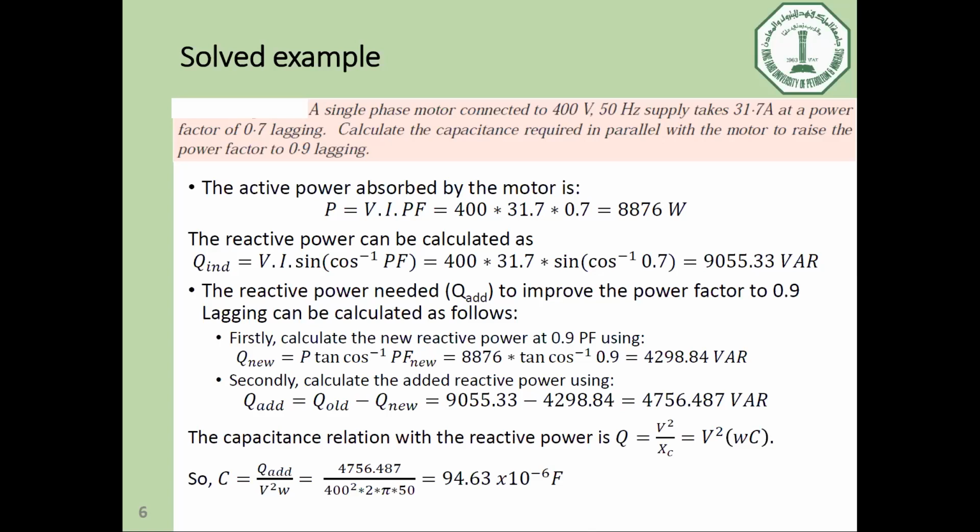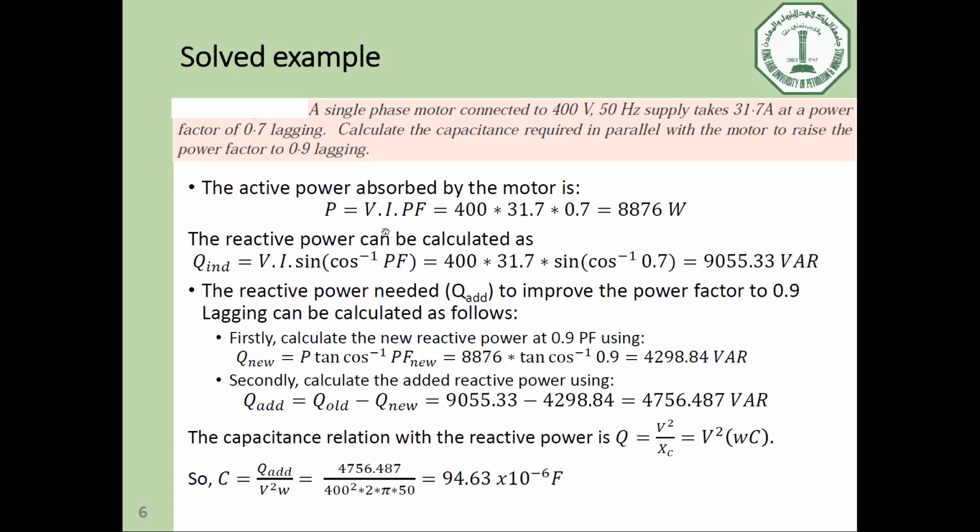So we can calculate P simply as VI multiplied by the power factor. V root mean square is 400, I root mean square is 31.7, and the power factor in the beginning was 0.7. So the amount of active power absorbed by the load is 8876 watts.